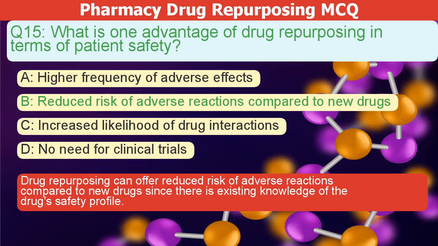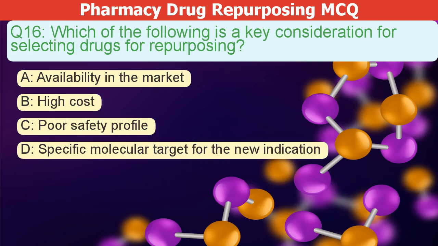The correct answer is B. Drug repurposing can offer reduced risk of adverse reactions compared to new drugs, since there's existing knowledge of the drug's safety profile. Which of the following is a key consideration for selecting drugs for repurposing?